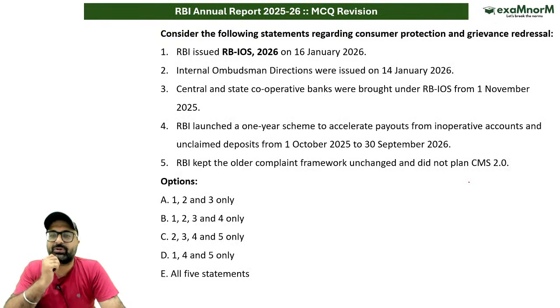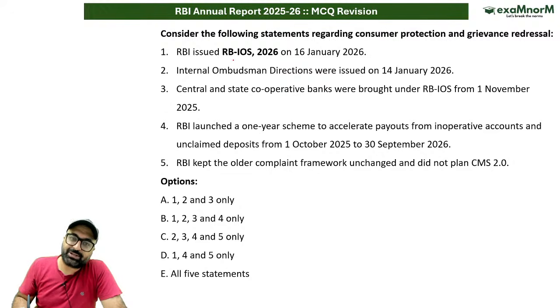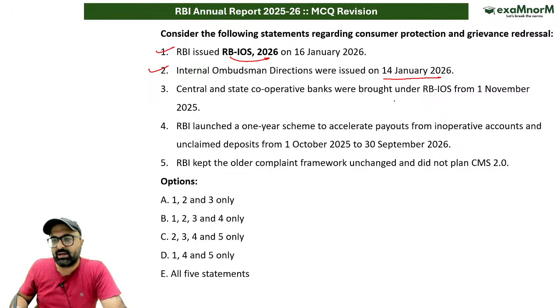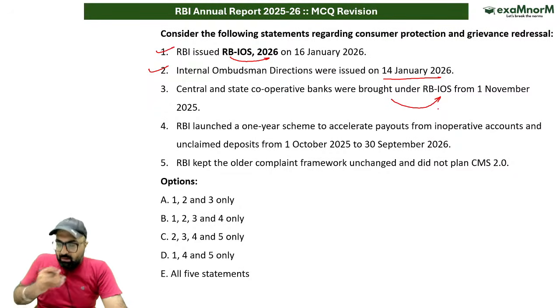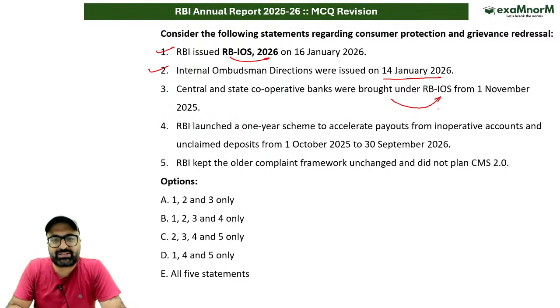Consider the following statements with respect to RBI. RBI has issued the Reserve Bank of India Integrated Ombudsman Scheme 2026 in January 2026. That is correct. Internal Ombudsman Scheme was also introduced in January 2026. That is correct. Central and state cooperative banks were brought under RBI Integrated Ombudsman Scheme from 1st of November 2025.